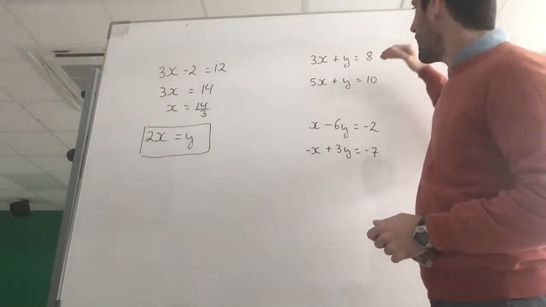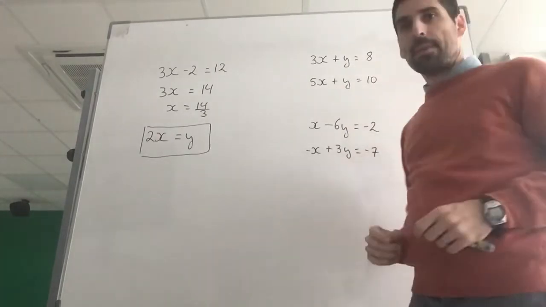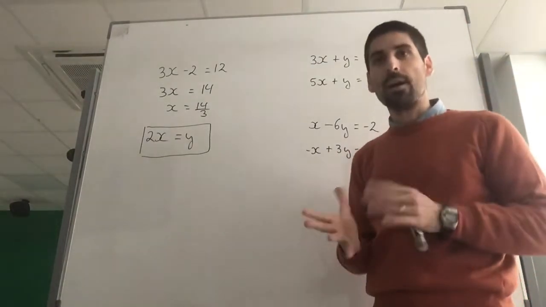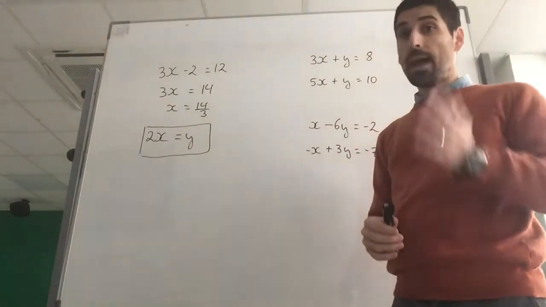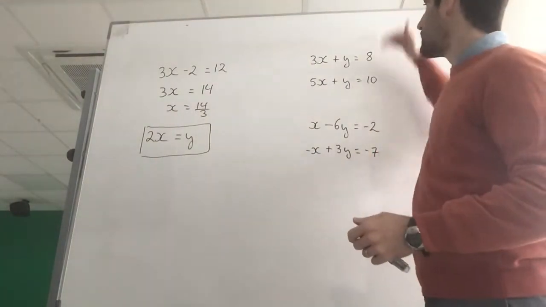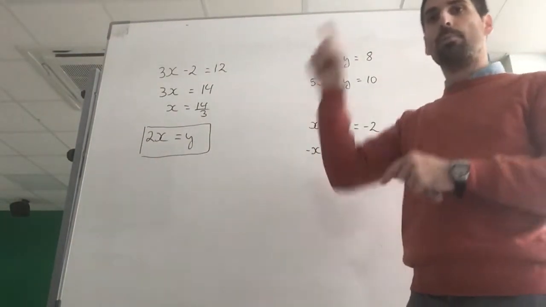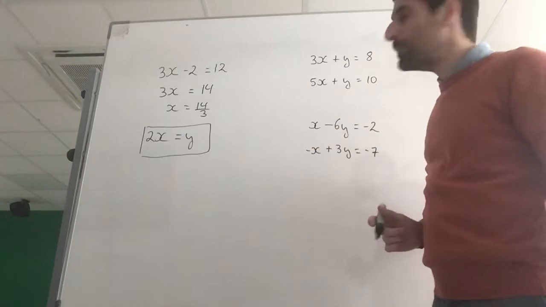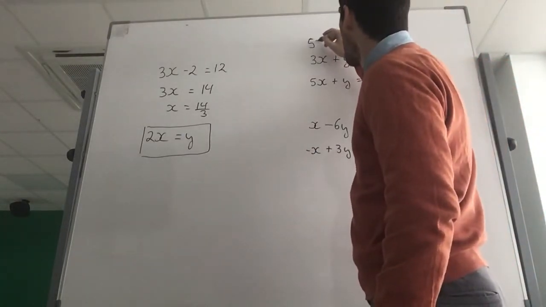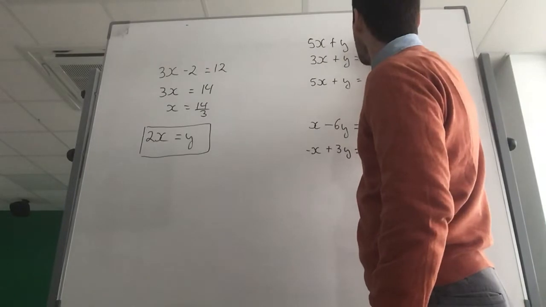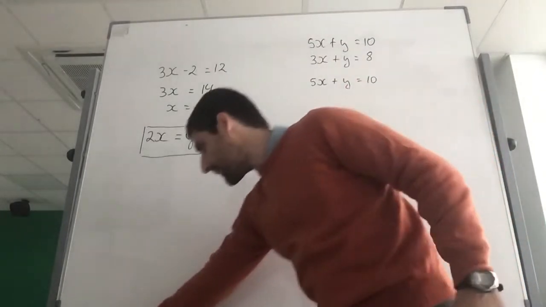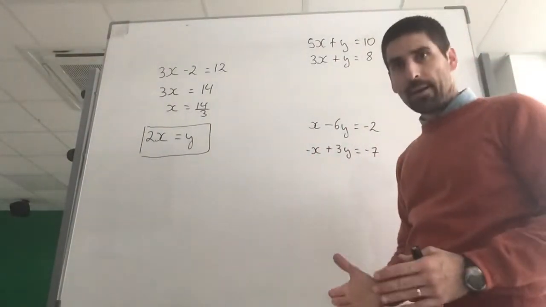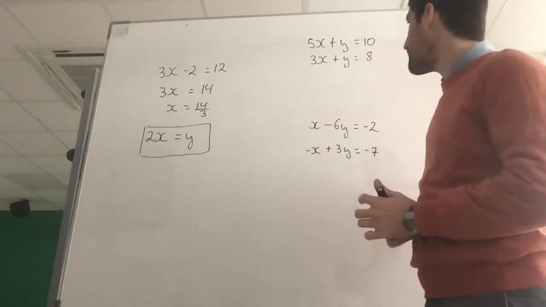Now, I could take this away from that, but I will get negative numbers. And working with negative numbers is a little bit trickier, you can make more mistakes. So it's perfectly fine to change the order of the equations. You can put one on top of the other, that doesn't matter. So I'm going to put this one up here: 5x plus y equals 10. Are we happy? I haven't done anything, just put one on top of the other.